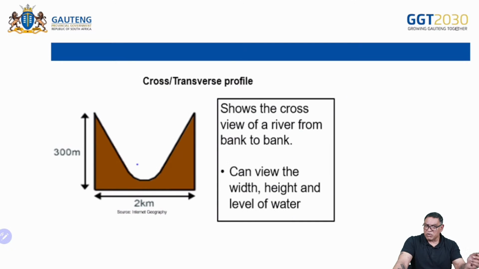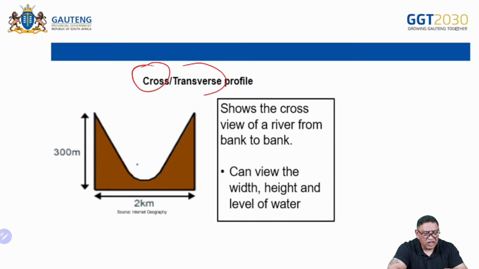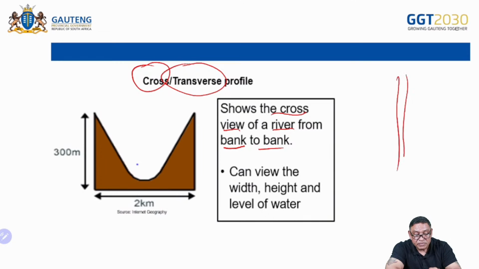Okay, then we look at the cross profile. Okay, transverse profile. This is the cross view of a river from bank to bank. So what have we done here, learners? We've taken the river, and we've cut across it, and we're looking at it from this point of view. Can you see it? The cross profile. All right. Now, what do we notice of the cross profile?